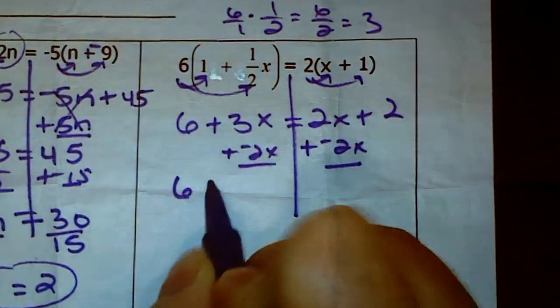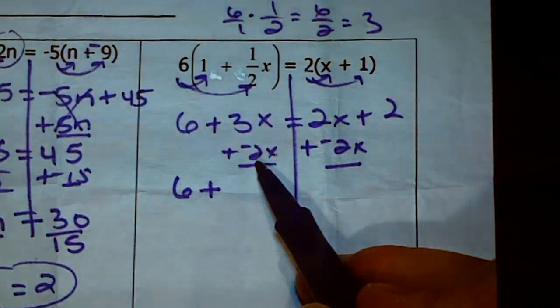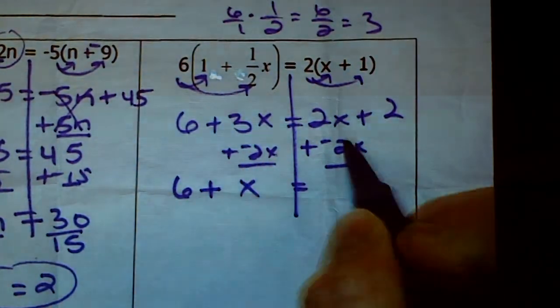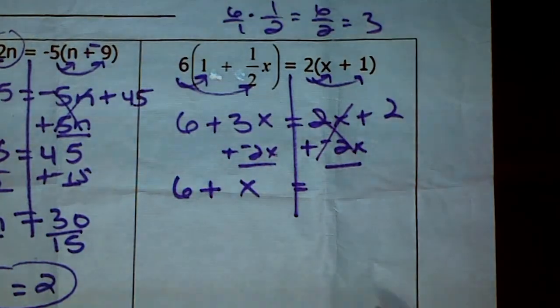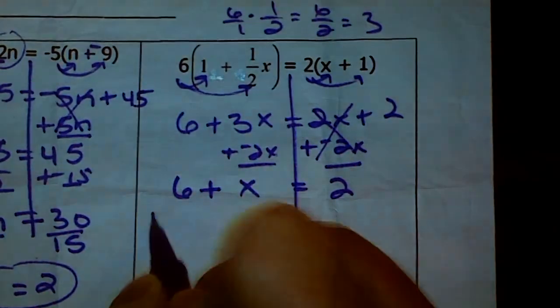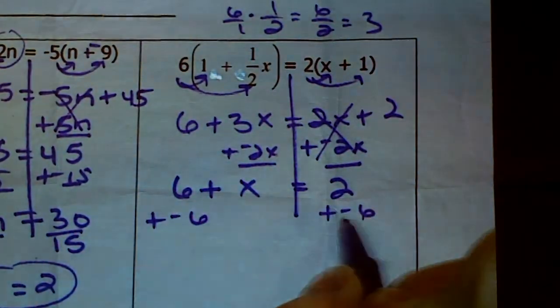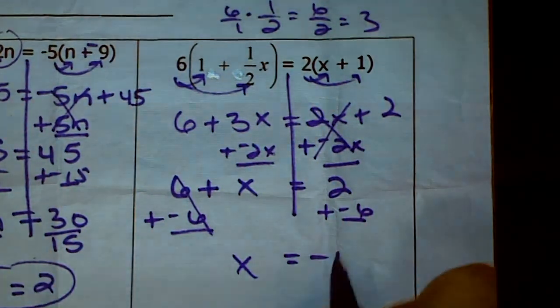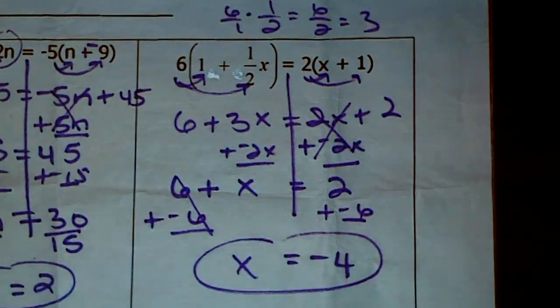So now I'm left with 6 plus, when you take 3 plus negative 2, you get 1. And 1x is the same as x. Negative 2x, positive 2x, gone. You're left with plus 2 or just positive 2. One stop. Isn't it nice? Let's get rid of this 6. We'll add a negative 6 to each side. X is all alone, and 2 plus negative 6 is negative 4.